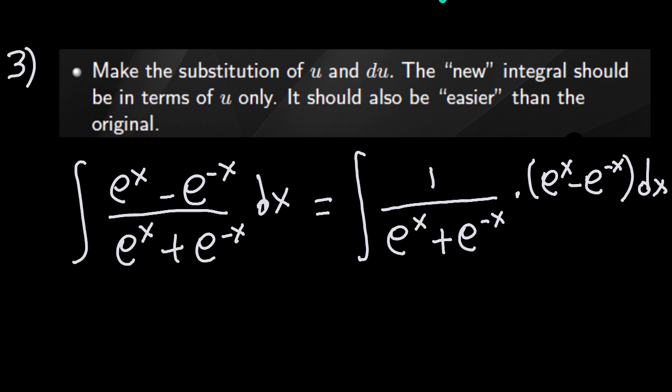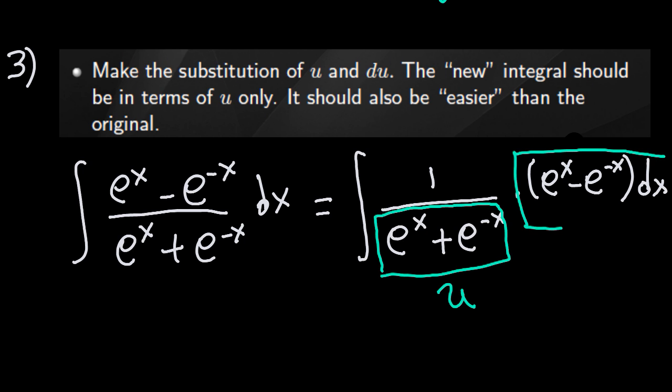They're exactly the same when you multiply these two expressions. Now, if I write it down like that, remember that this expression in the denominator is going to be u. And this whole expression here, e to the x minus e to the negative x dx, is going to be just my du.